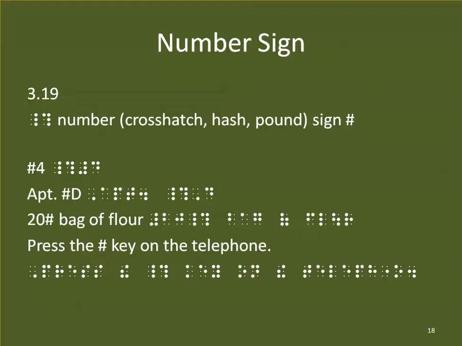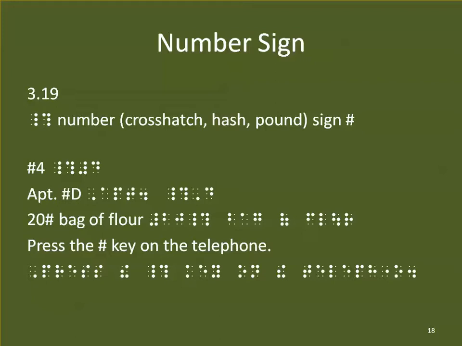So if we have number sign 4, we still need that numeric mode indicator for the 4 part of it. All we're doing with the number sign is showing the actual crosshatch sign, but we still need to show the 4 as a numeric mode number. So remember that the number 4 in UEB is considered a unit. It has a root and a prefix, and the prefix is that numeric mode indicator.